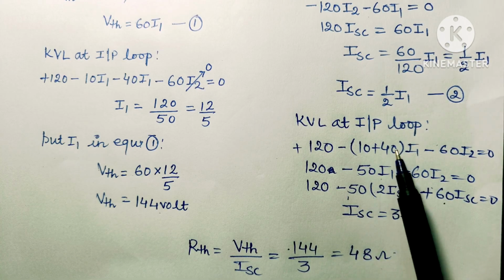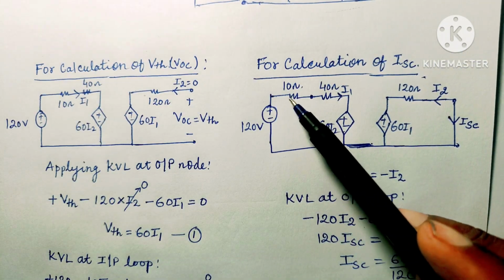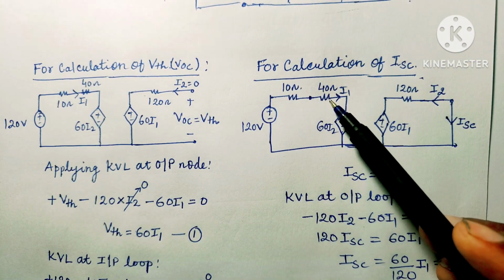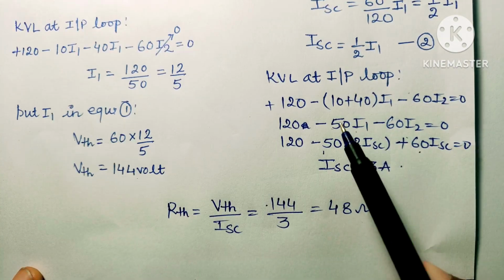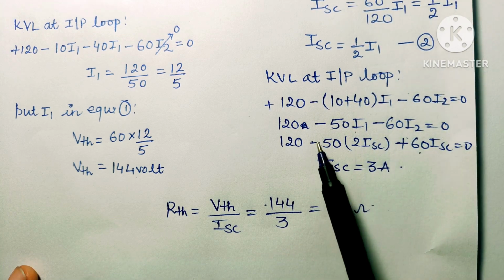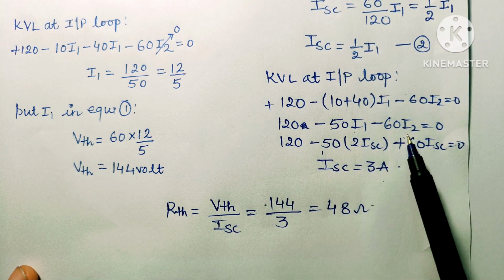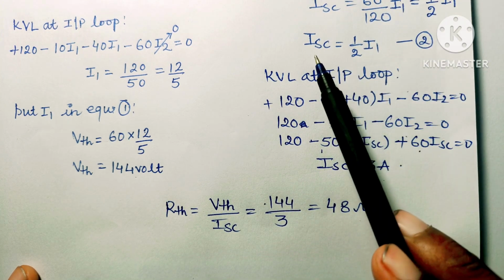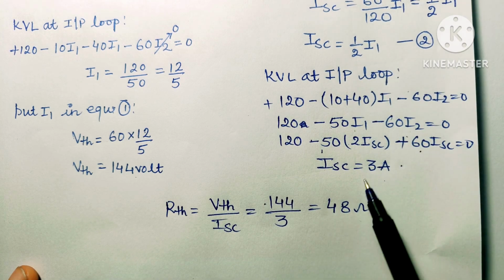Now if we apply KVL at the input node, we get 120 minus 10 plus 40 into I1 minus 60 I2, and that is written here: 120 minus (10 plus 40) I1 minus 60 I2 equal to 0. So the ISC value can be found as 3 ampere after putting the values of I1 and I2 from our previous equations: I1 equal to 2 ISC and I2 equal to minus ISC.